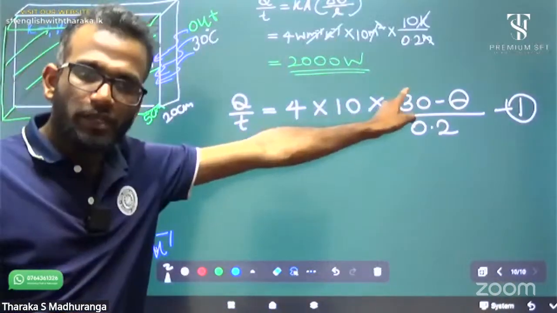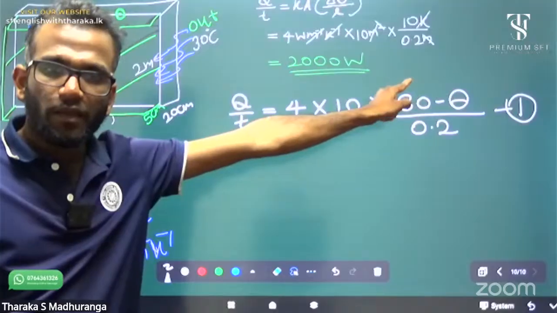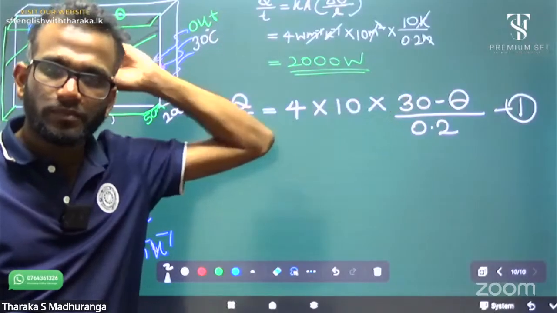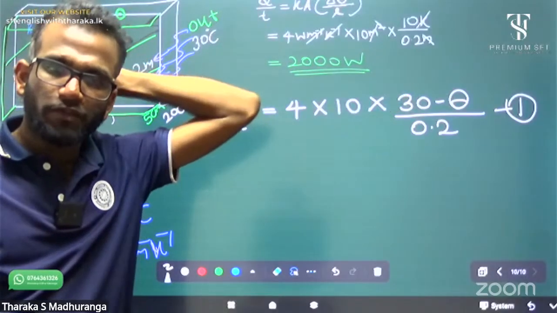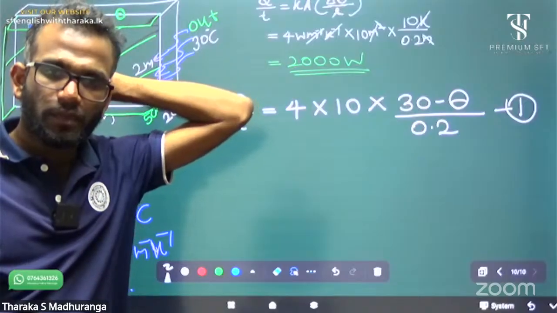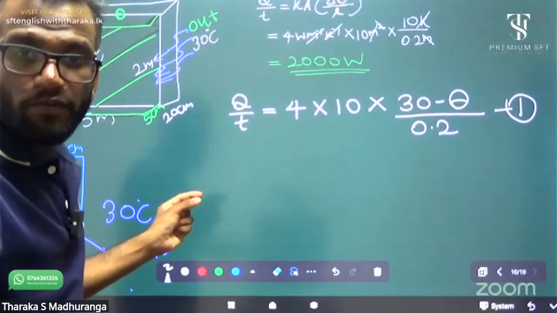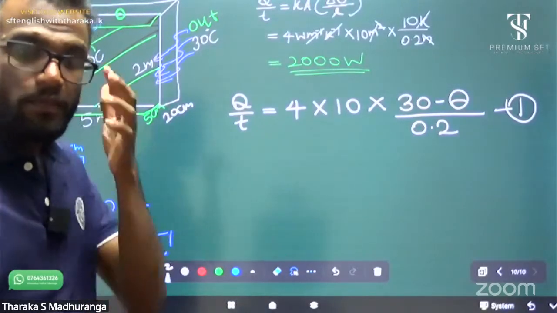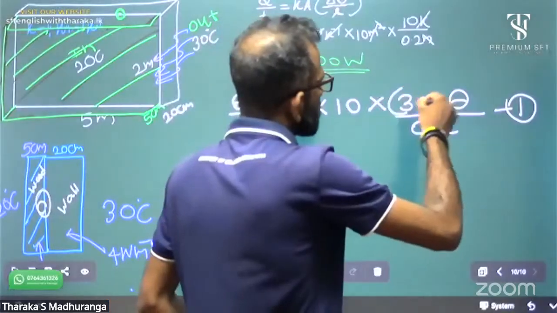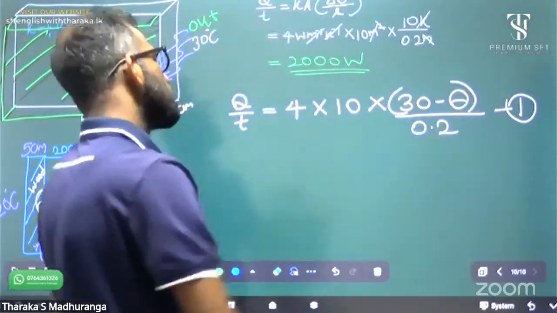Okay, I got this temperature difference. Temperature difference understood? Therefore, this is the temperature difference and this is my first equation.